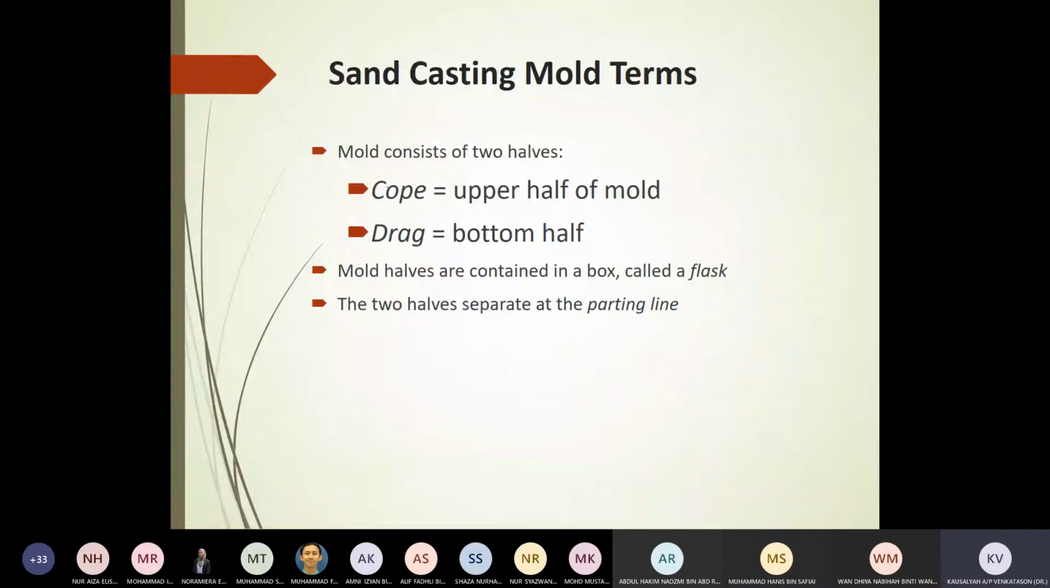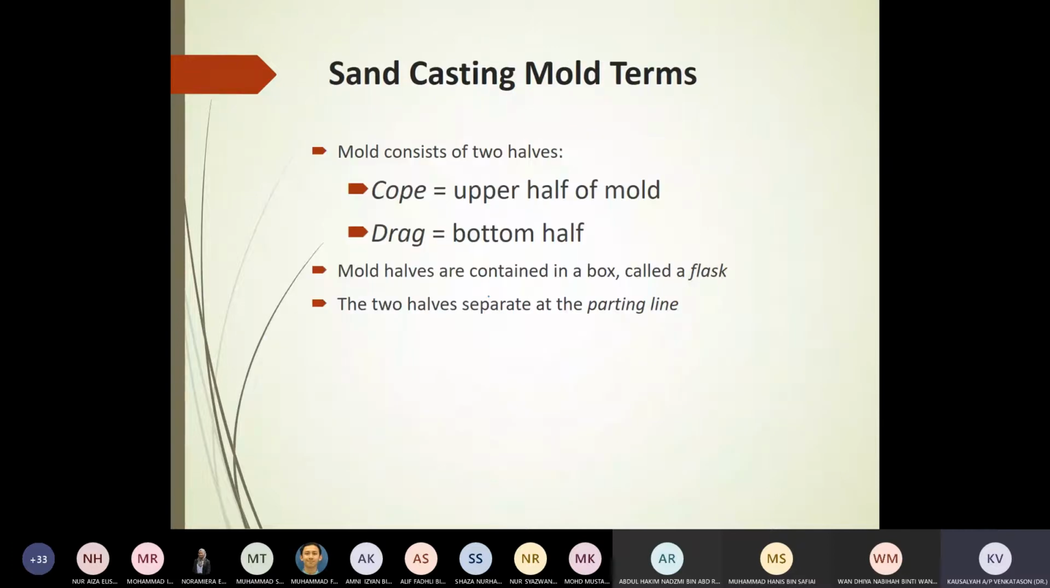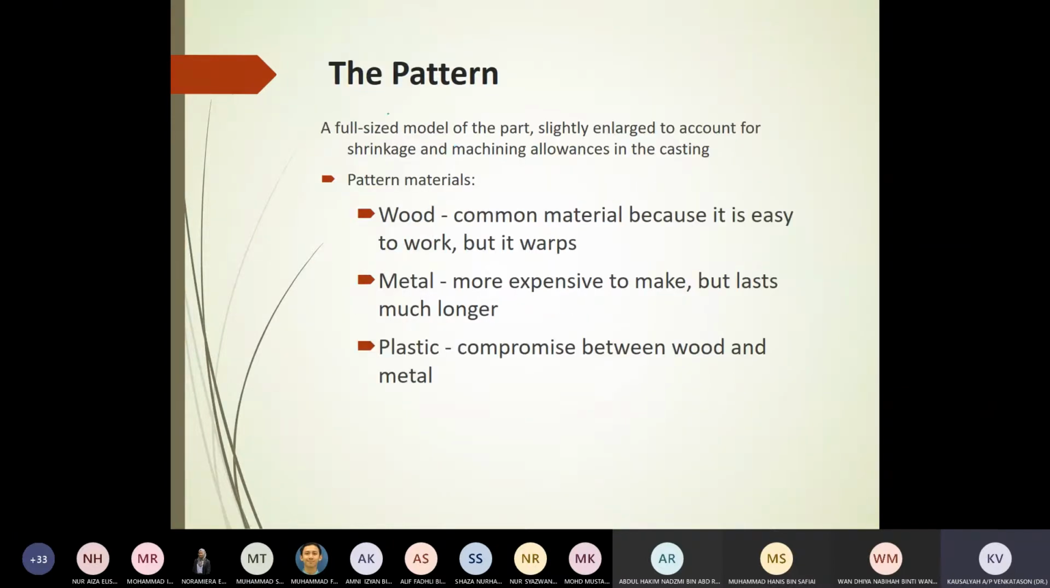So sand casting mold terms, as I said, there will be the cope, which is the upper half of the mold, and the drag, which is the lower half of the mold. Mold halves are contained in a box called a flask, and the two halves are separated at the parting line. So the pattern itself is a full-size model of the part, slightly enlarged to account for shrinkage and machining allowances in casting. Casted products usually do not have fine finish.